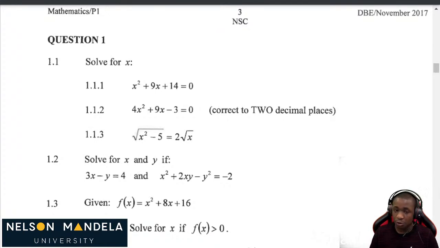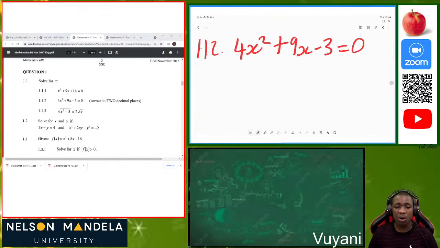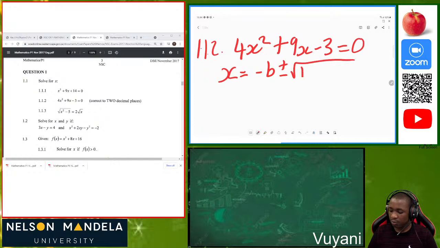To 1.1.2, we are given that 4x squared plus 9x minus 3 is equal to 0. Then now they say correct to 2 decimal places. Earlier we said that the moment they tell you correct to 2 decimal places, please do not worry. There is something which always saves the day, which is the quadratic formula. So the quadratic formula says x is equal to negative b plus or minus square root of b squared minus 4ac, all divided by 2a.